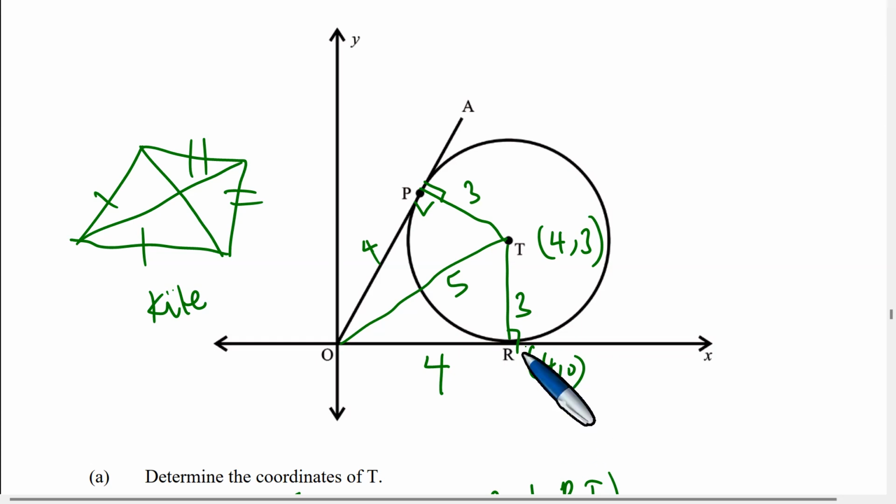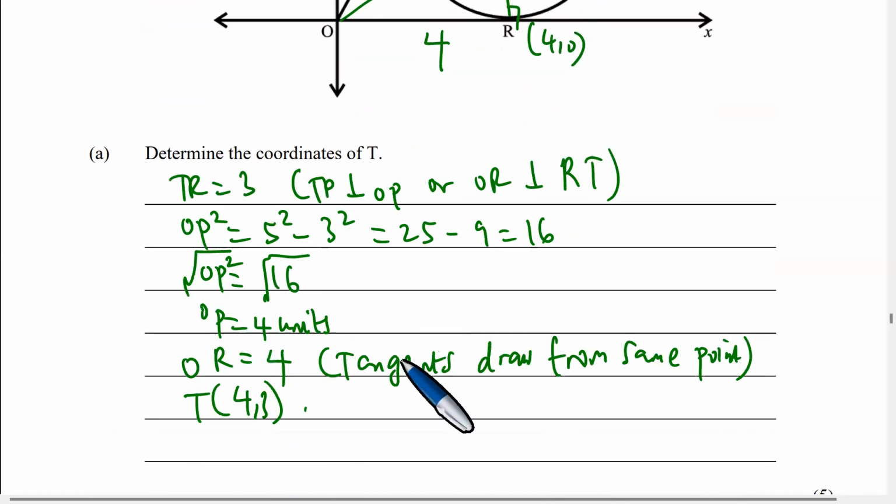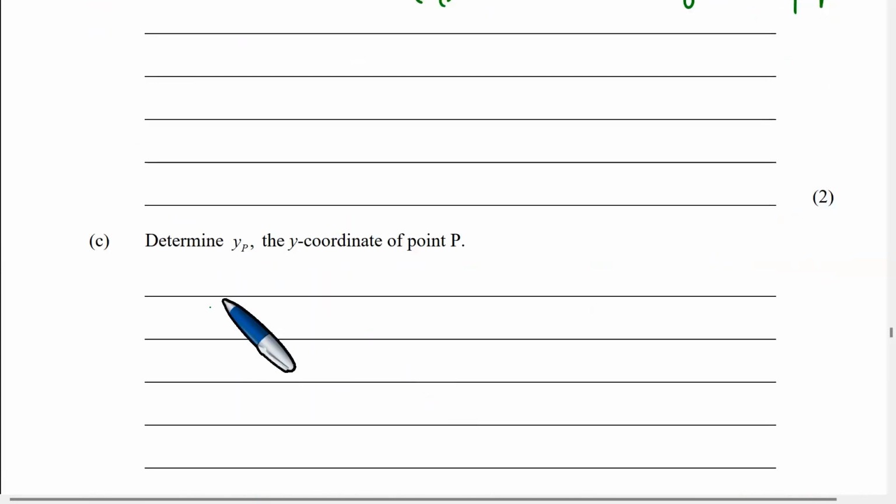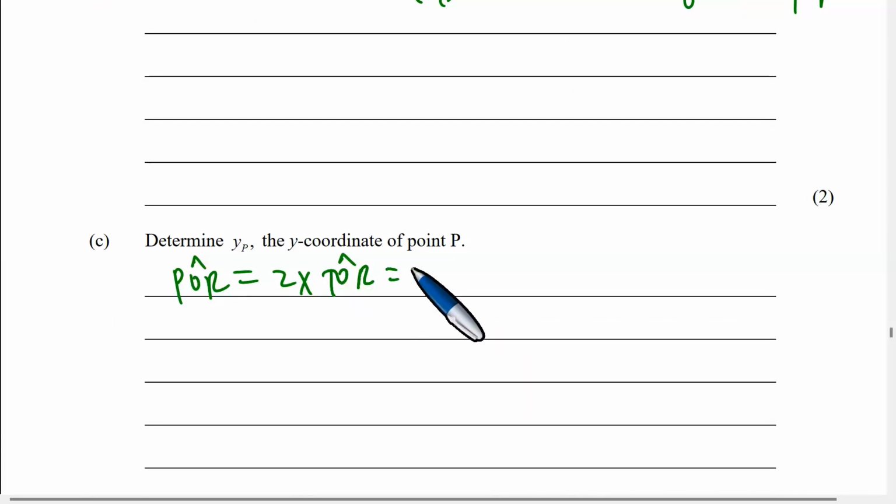Right, so we can find the angle POR. What is the angle POR? Because it's a kite, this angle here is equal to that angle there. So angle POR becomes double TOR. So POR is twice TOR, which is twice 36,87 degrees, which is 73,74.